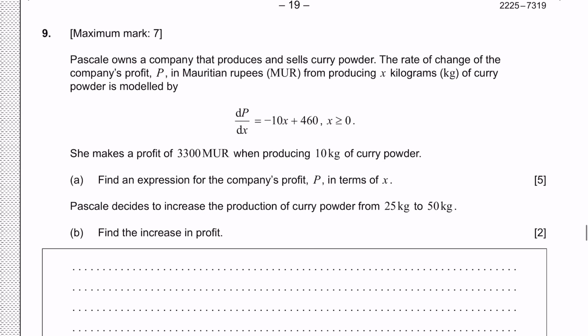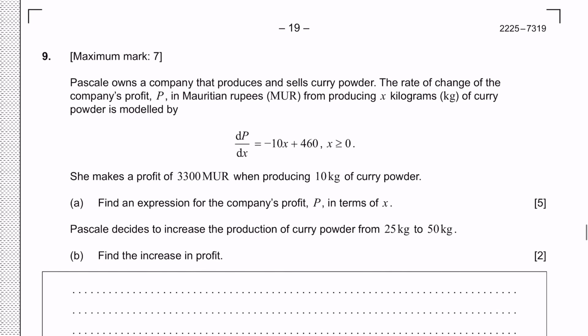She makes a profit of 3,300 Mauritian rupees when producing 10 kilograms of curry powder. Part A asks us to find an expression for the company's profit, P, in terms of x. Okay. So a number of questions on IB AI SL papers are often iterations or variations on a common type. And sometimes the more papers that you do, you'll get more comfortable or familiar in recognizing these types.